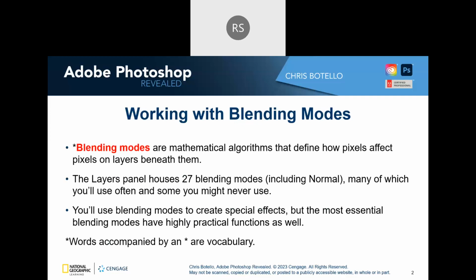So inside Photoshop in our layers panel, they're going to have 27 different blending modes. This includes our normal blending mode. Many of these you'll use often, and some of these you might never ever use. Now, blending modes can be used to create special effects, but the most essential blending modes are also going to have highly practical functions as well.